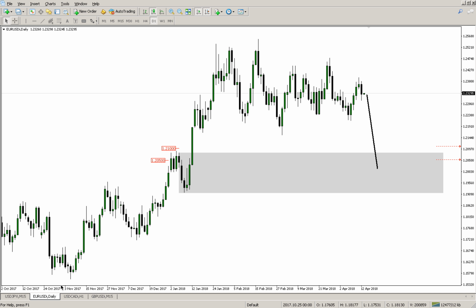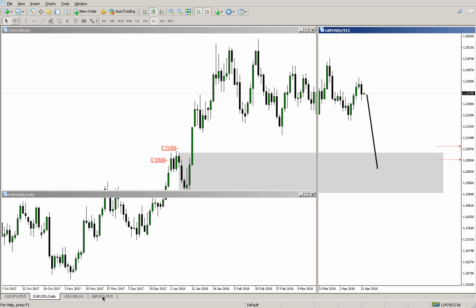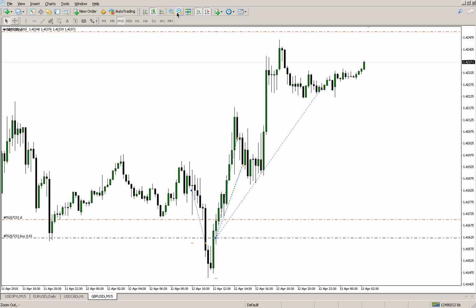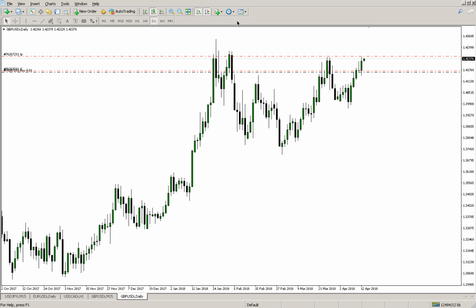Alright, now let's go ahead and look at Cable, GBP USD. And we will go over the trades that I have taken. Let me just open up a new chart and we'll look at this on a daily time frame. Default, okay.